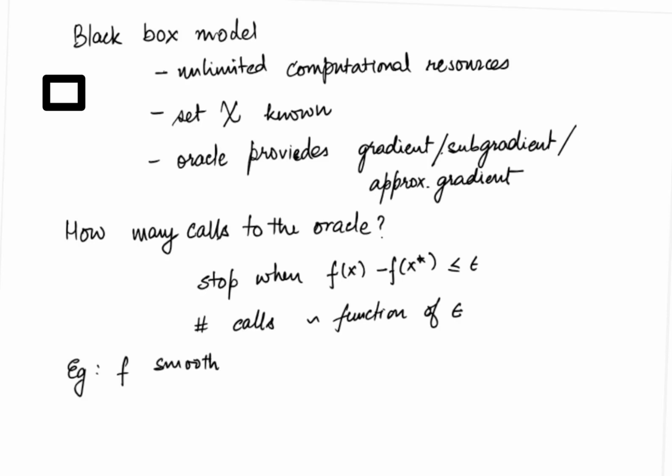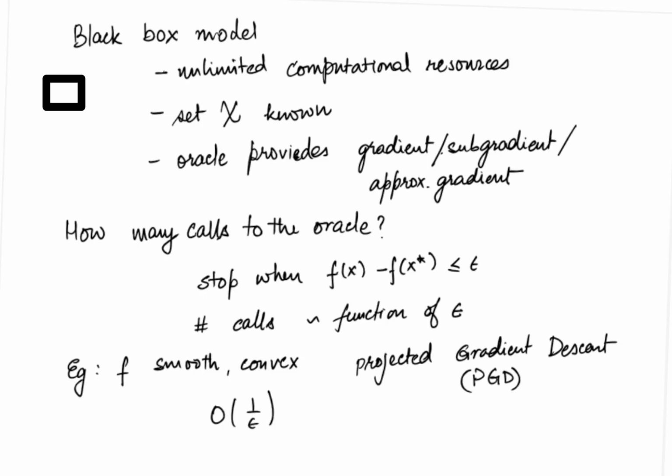For instance, if we restrict ourselves to functions that are smooth and convex, then we will see that the projected gradient descent methods require order of 1 over epsilon calls to the oracle in order to ensure that the optimality gap is less than or equal to epsilon. As you decrease epsilon, the number of calls will increase in an inverse proportion.